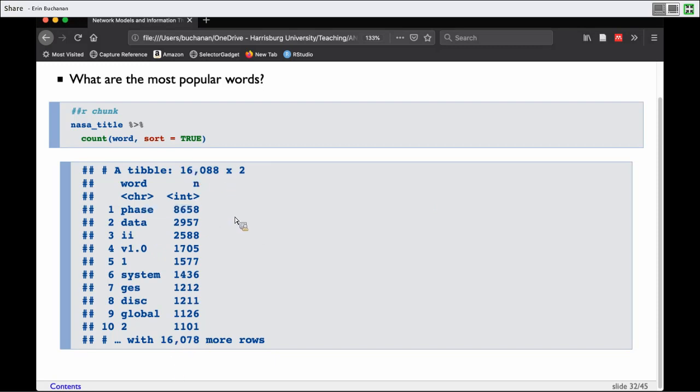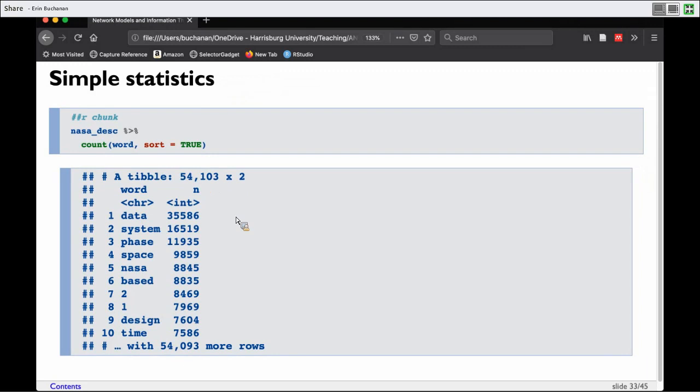Hey, now I know there are 16,000 unique words. Let's look at the descriptions. 54,000 unique words out of the 2 million. And they're very similar. Data, right? This isn't surprising. This is a metadata set. System, phase, space, NASA, okay?